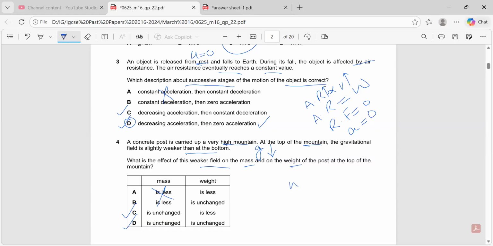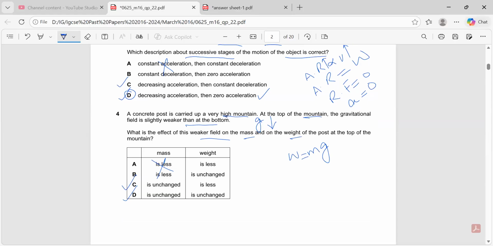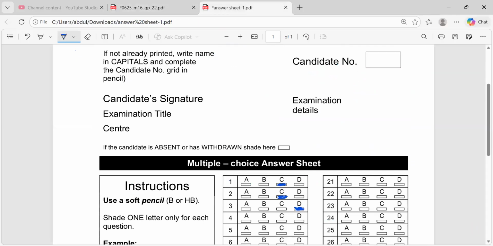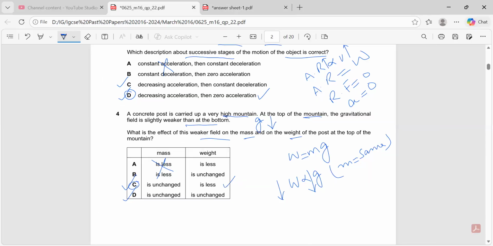And weight of the post. So weight W is equal to mg. And my dear friends, when I'm saying mass is constant, so weight is directly proportional to G when mass is same, unchanged. So if value of G is decreased, it means weight is also decreased. So mass unchanged, and weight will be less. So correct answer for question number 4 is C. At any moment, anybody having any problem, you can ask me, okay?